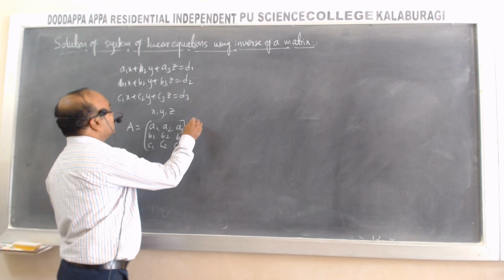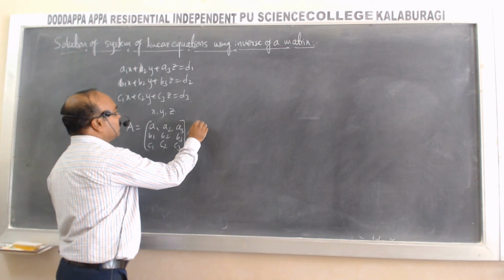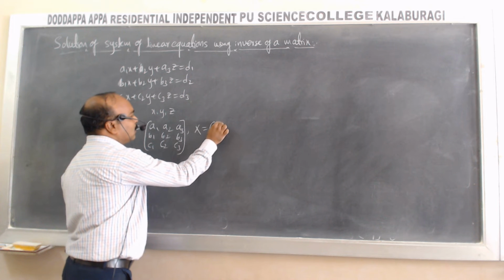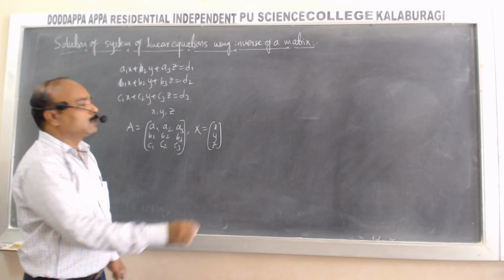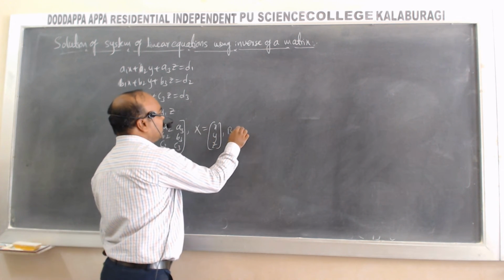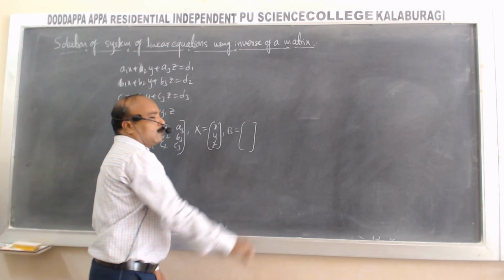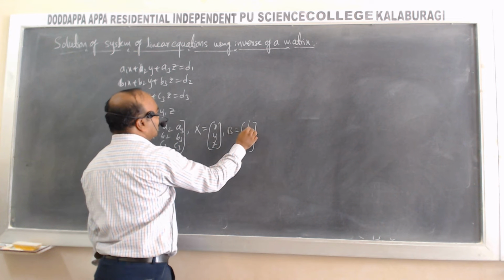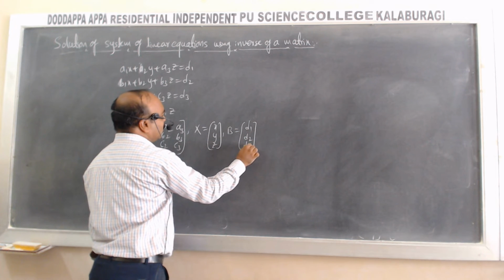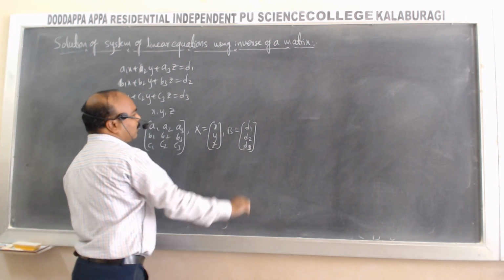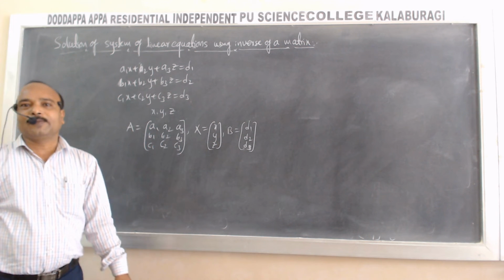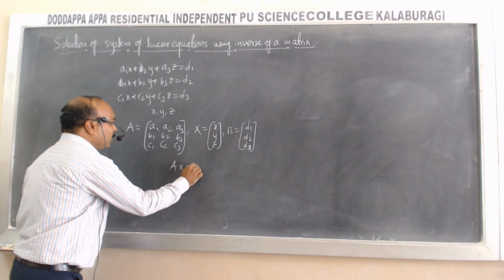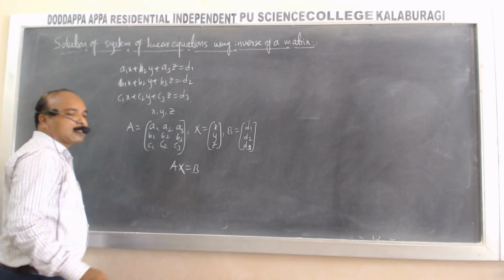Next we consider the second matrix, that is the matrix of variables, X equal to x, y, z. And the third matrix is B, which is nothing but the matrix of constants. Here the constants are d1, d2, d3. Now by using these three matrices, the system of equations can be written in the form AX equal to B.